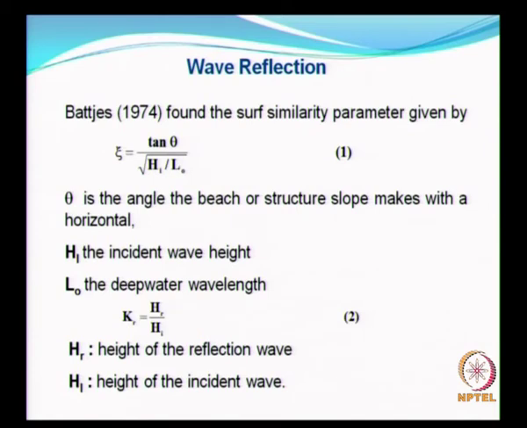Battjes in 74 introduced a parameter which is called the surf similarity parameter, given as a ratio of the beach slope to the wave steepness. Here Hi is the incident wave height, L0 is the deep water wavelength, and we are looking at Kr. Kr is similar to the diffraction coefficient Kd, which was the diffracted wave height divided by the incident wave height. Here we have the reflection coefficient, which is the ratio of reflected wave height to the incident wave height.